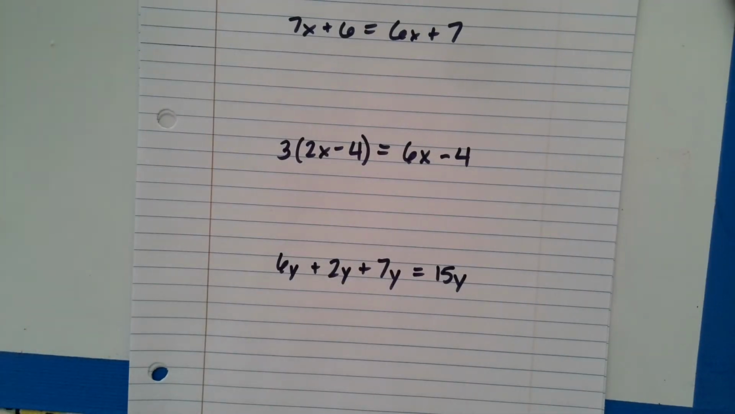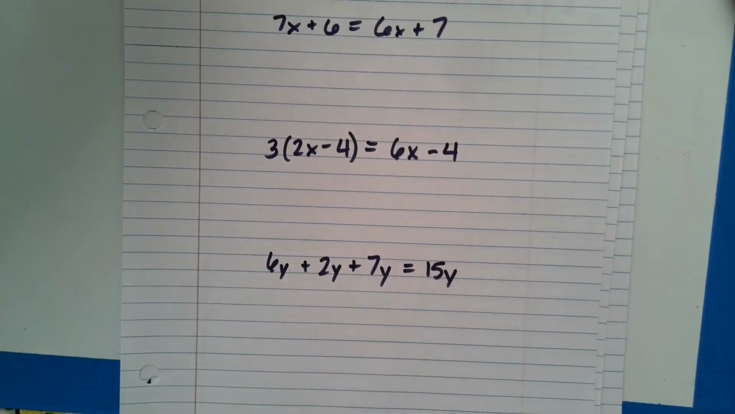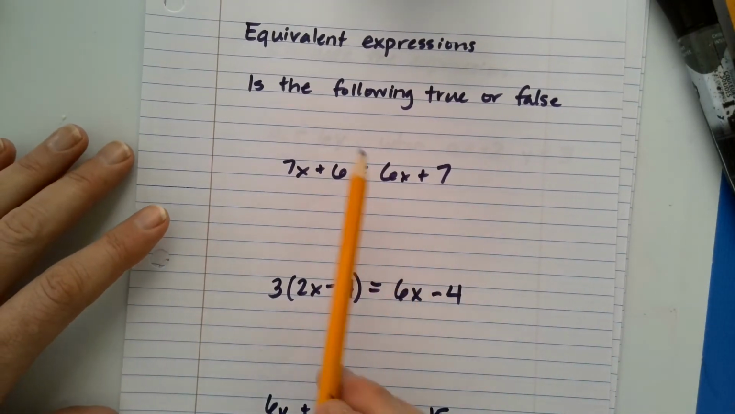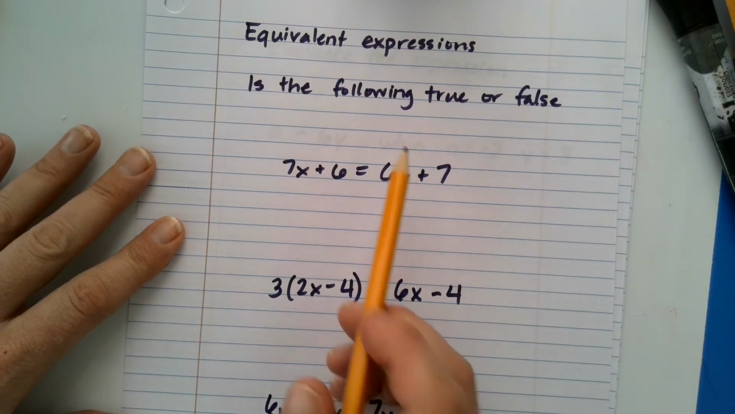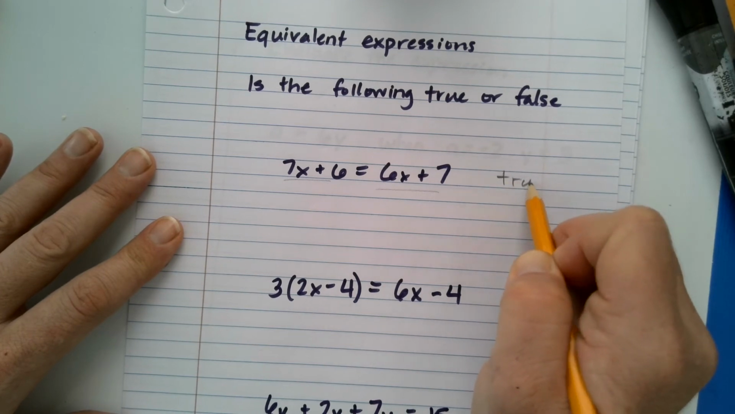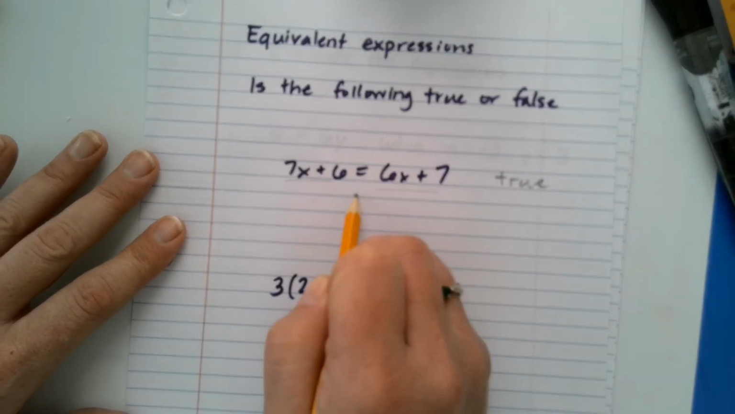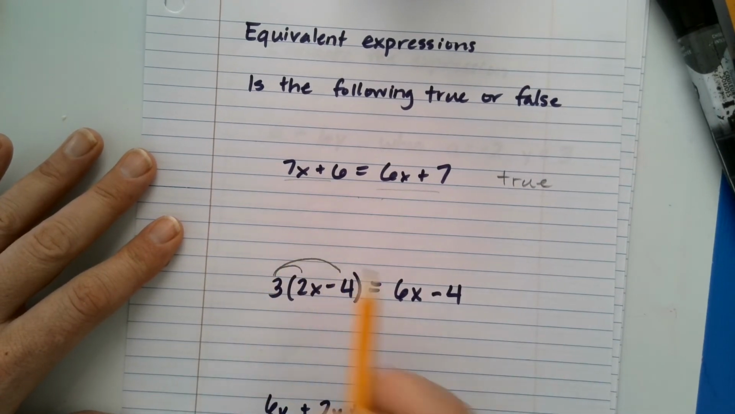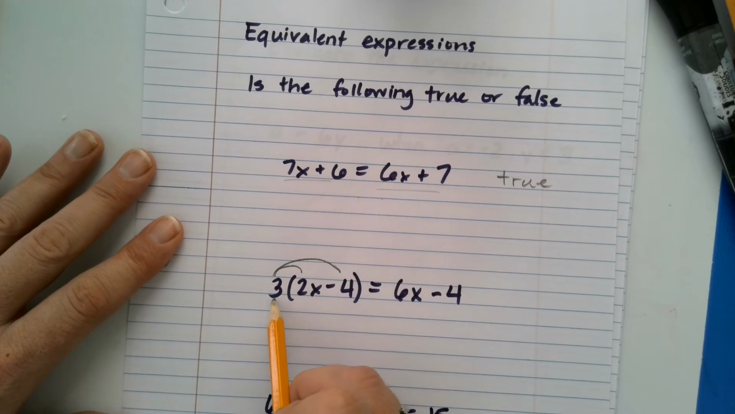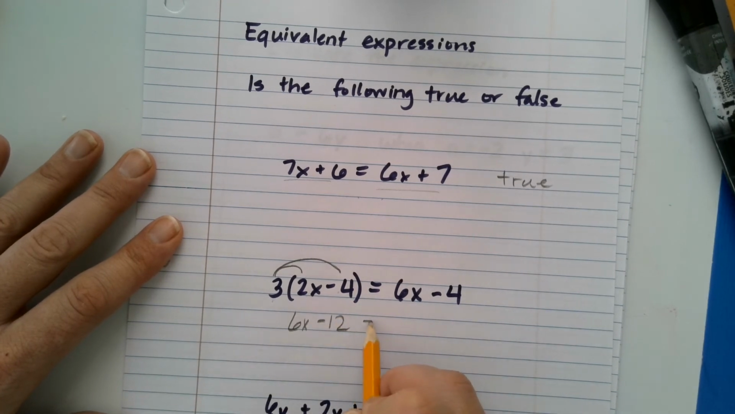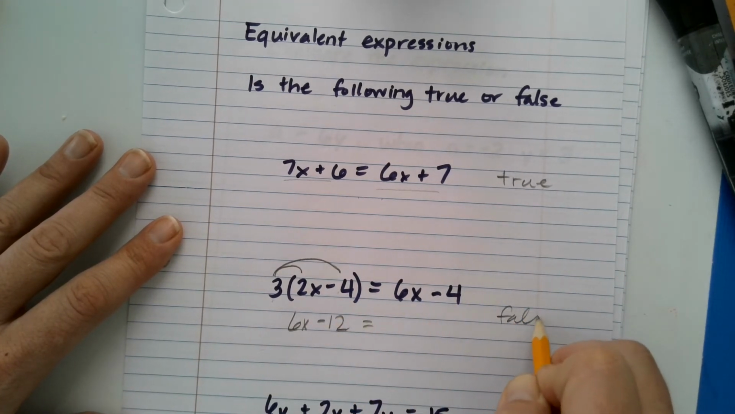All right, now the next part of your test is going to ask you to evaluate or to find equivalent expressions. So it's going to ask you, is the following true or false? So you're going to say, does this actually equal what's on this side? And the answer would be true, because when we add terms together, we can switch the order. That's the commutative property. Here, we're going to have to use the distributive property to evaluate this first. So we have 3 times 2x is 6x. 3 times negative 4 would be negative 12. Does that equal this? And we would say false.